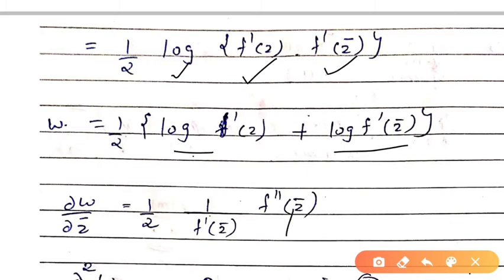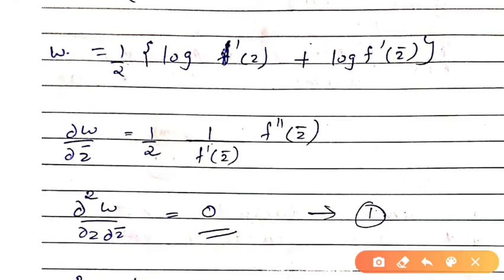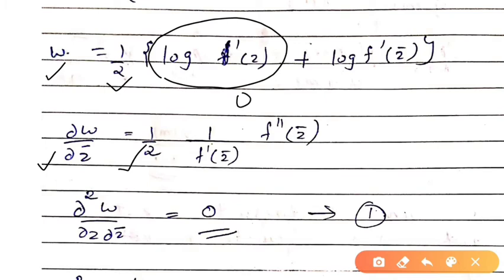Now see, I will differentiate this equation. I have named this as w. I will differentiate this equation with respect to z bar. Okay. So 1 by 2 will be as it is. Now here we are not seeing any z bar, so this is constant. Differentiation of a constant is 0, so this term will be 0. I have to only differentiate this particular term.